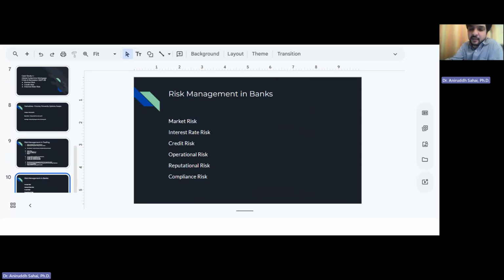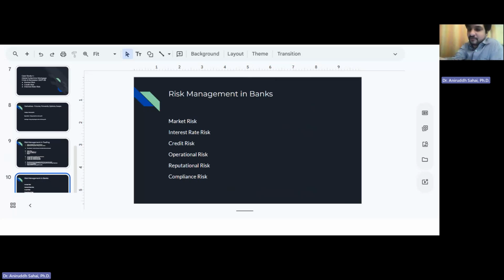They might have taken a large amount of debt from the banks, but ultimately they may run away to London or some other place. You've heard stories, examples like what happened with Vijay Mallya, Nirav Modi and Mehul Choksi. They've all taken large amounts of loans and ultimately never repaid them. So this kind of risk is known as credit default risk.